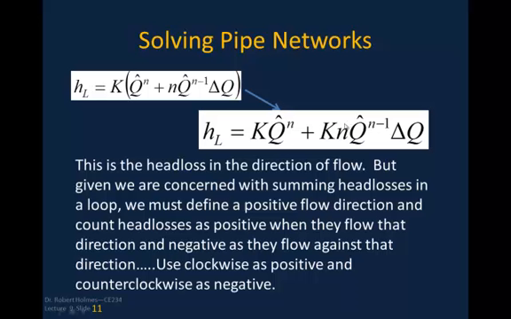Basically, if I expand this term, and as I've mentioned to you earlier, we've got to look at these head losses in each pipe. And we're going to have to assign a positive value for one direction and a negative value for the other direction. And so I'm going to assume in my loops that clockwise is positive and counterclockwise is negative.